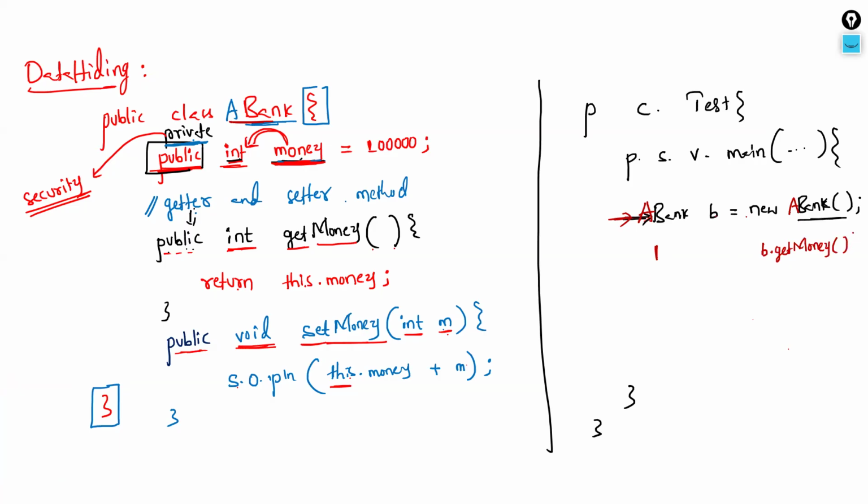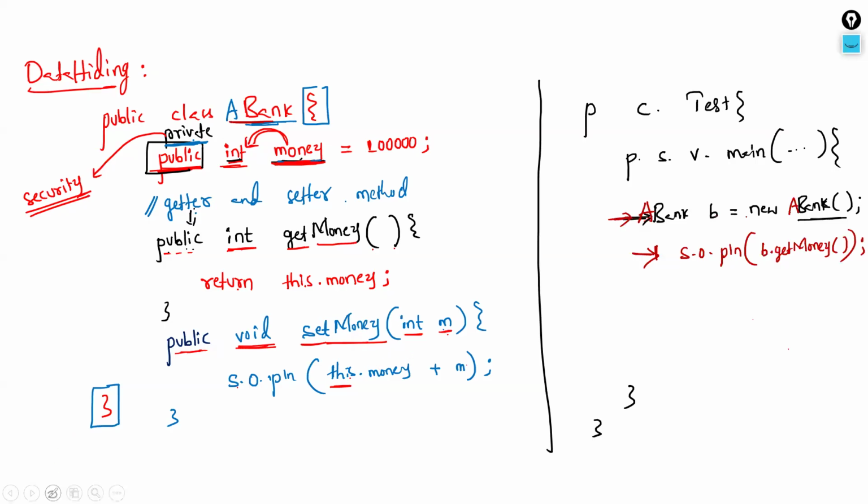Can we call this method or not? B dot get money. Can we call? Yes. Then how to see that? System.out.println, print B dot get money. What will this line of code give? This line will give the output 1 lakh. Yes or no? Get is getting the information of the private variable.